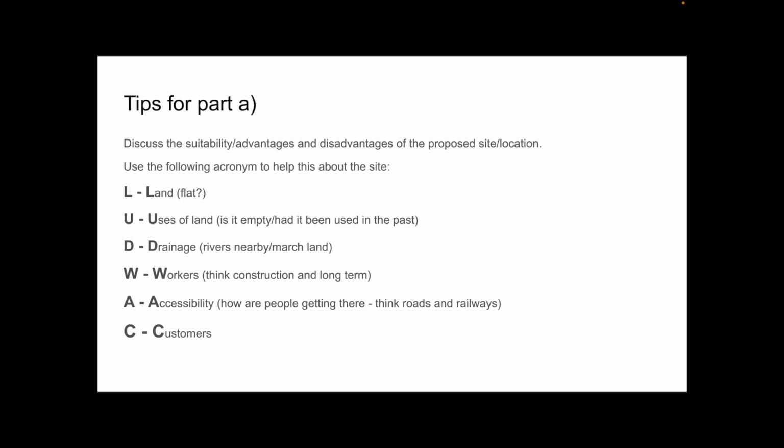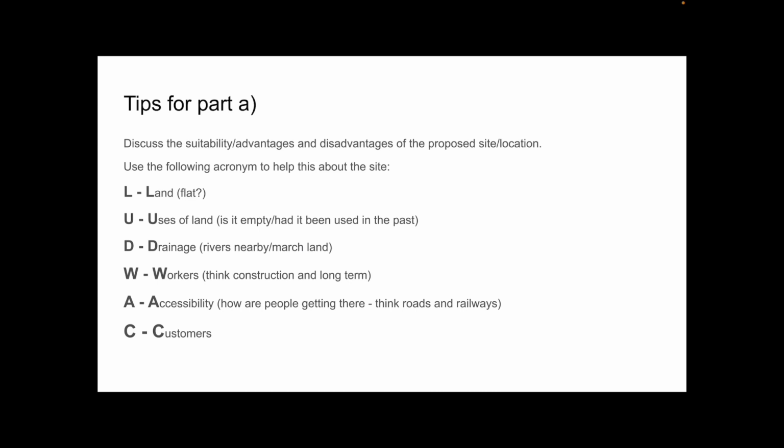The D is for drainage. So are there rivers nearby? Is the land marshy? What's the suitability of the site? You know, if you've got marshland, you're going to need to put in more investment and more cost to make sure that the area is stable. If there's a river nearby, are you going to have to check and make sure that it doesn't flood? It's these kind of things.